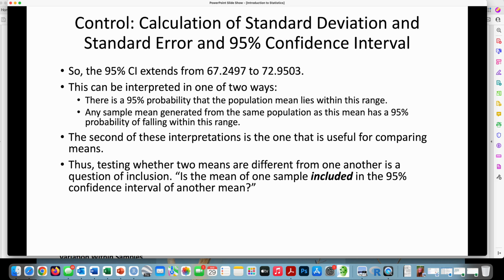So when we think about whether two means are different from one another, the question that we should be asking is not, do their distributions overlap? The question we should be asking is, is the mean of one sample included in the 95% confidence interval of another mean or not? If it's included in the other's 95% confidence interval, then that mean could have easily come from that other population. If it's not, then it couldn't have, or it's less likely to.